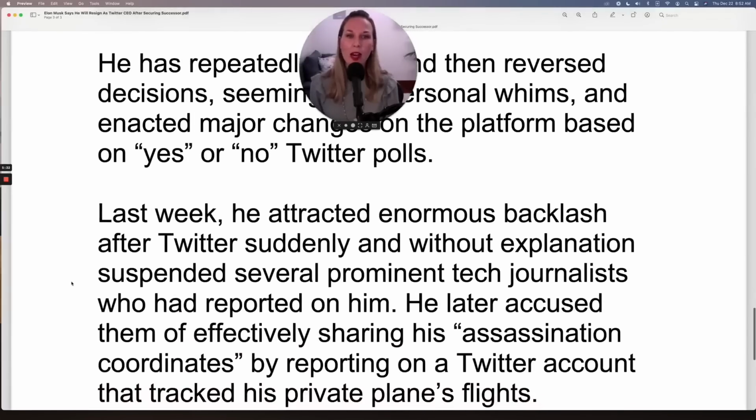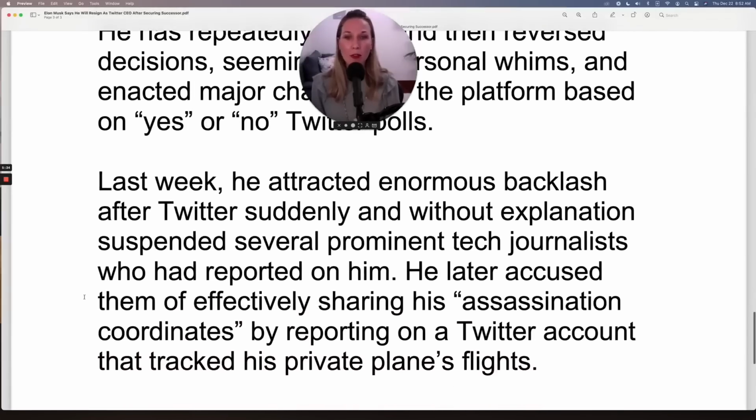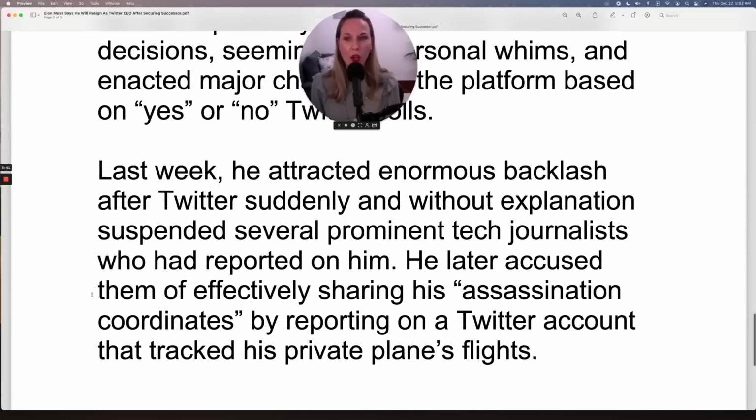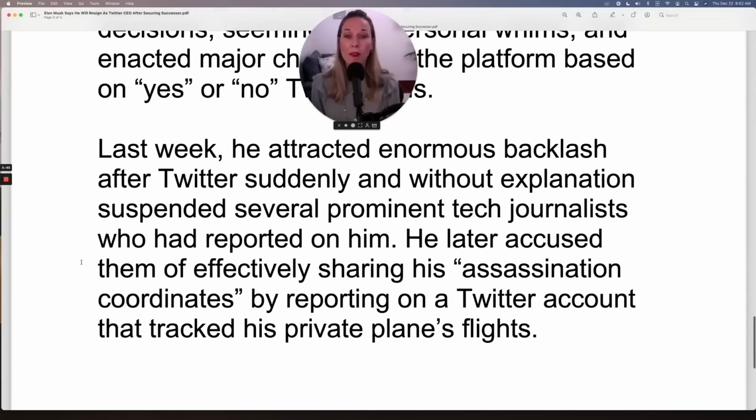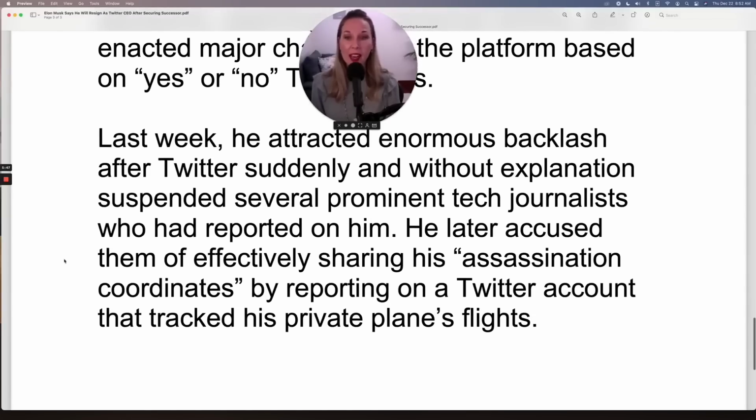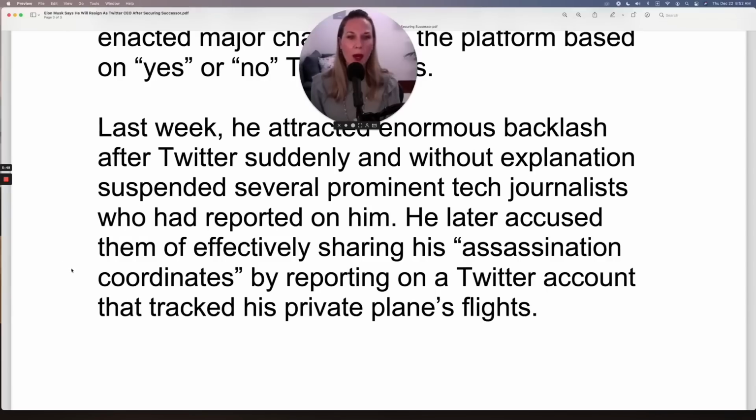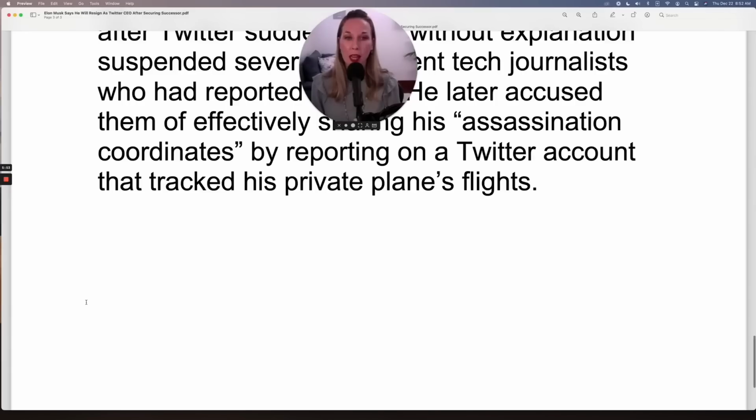Last week, he attracted enormous backlash after Twitter suddenly and without explanation suspended several prominent tech journalists who had reported on him. He later accused them of effectively sharing his assassination coordinates by reporting on a Twitter account that tracked his private plane's flights.